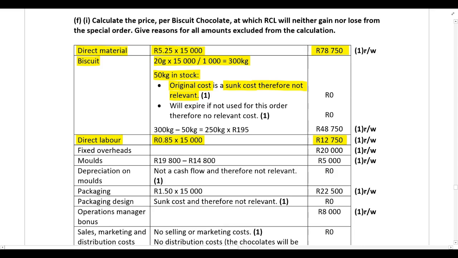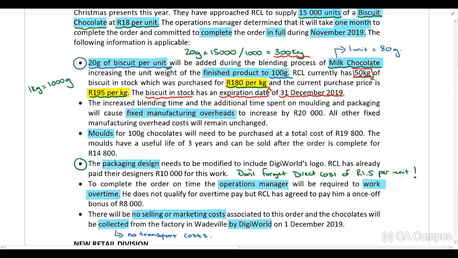Then in addition to that, the biscuits are going to expire if they are not used for this order. So there is no relevant cost. Then they'll need to purchase another 250 kilograms at the current price of 195 Rand per kilogram, giving us a relevant cost there of 48,750 Rand. So that deals with the first bullet point.